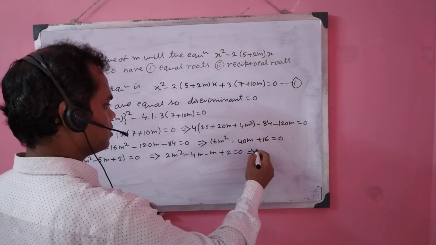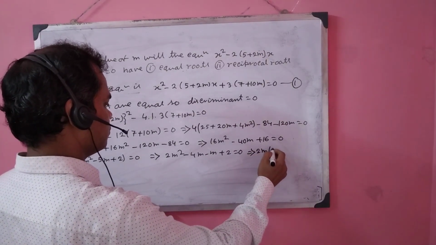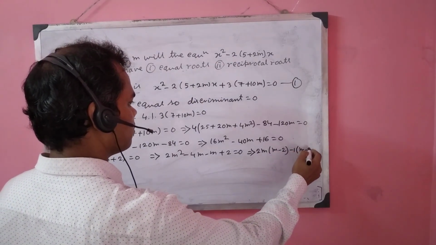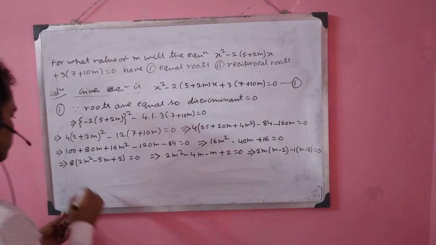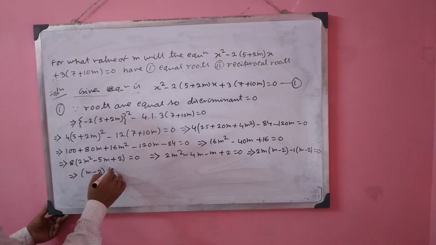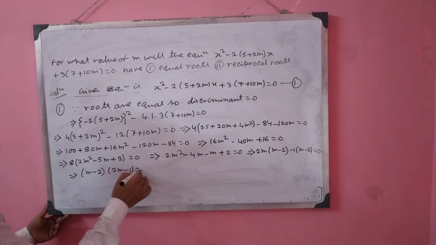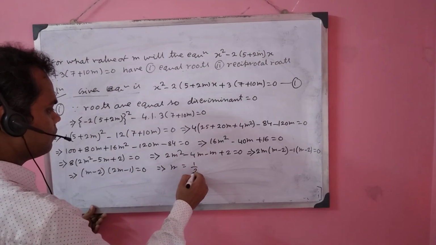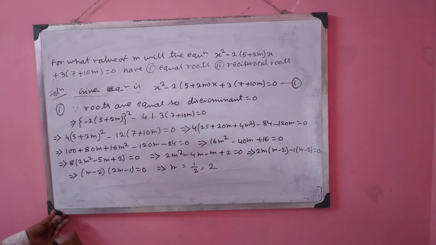That implies 2m(m − 2) − 1(m − 2) = 0. That implies (m − 2)(2m − 1) = 0. That implies m equals half and 2.